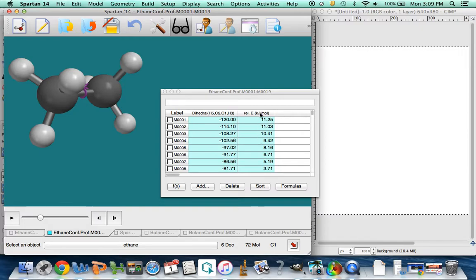comes up with a range of relative energies represented in kilojoules per mole, from really high energies. Here's 11.25. If we scroll down through the different angles, we can get relatively low energies. Here's a negative 0.25. And it sort of goes up and down and up and down again. Okay, let's choose a couple of these and see what structures have the lowest energy and the highest energy.